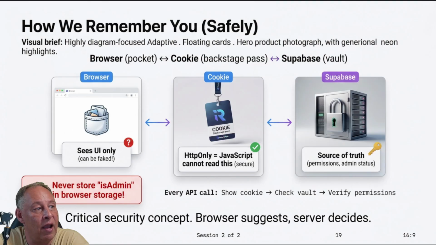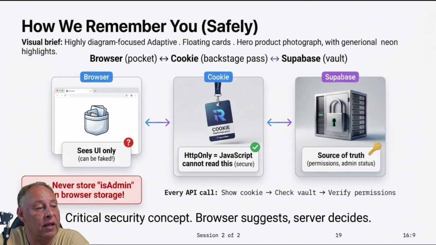So the first thing is how we remember you. How does your application remember you? And you can do it in a couple of ways. You can do something like add it to your code. All right, and if you do that, you open yourself up to high security risks. You'll be hacked in minutes. You can be doing stuff like cookie based and then have a Supabase vault behind it.